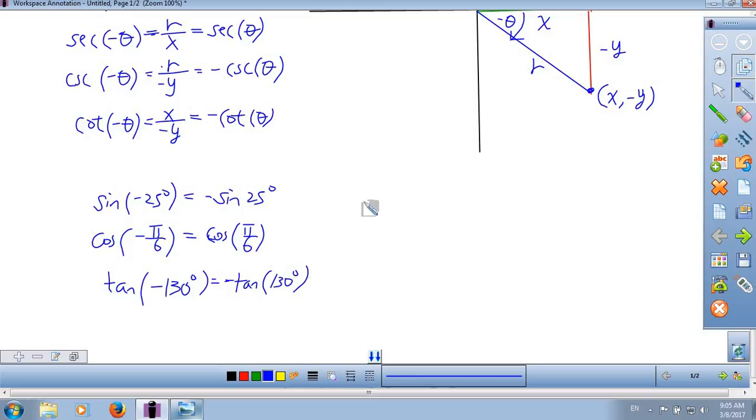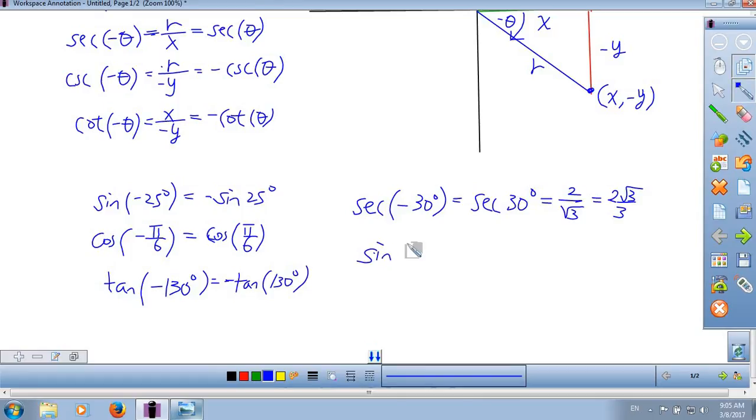For example, let's go ahead and try this. Let's do secant of negative 30 degrees. So how do I find secant of negative 30 degrees? There are several ways to do this, but if we remember the rules for negative angles, we know this is just the same as secant of 30 degrees. Well, cosine of 30 degrees is square root of 3 over 2, so secant of 30 degrees is 2 over square root of 3, or we can rationalize it to become 2 square root of 3 over 3. You see how we can go ahead and find that, right?